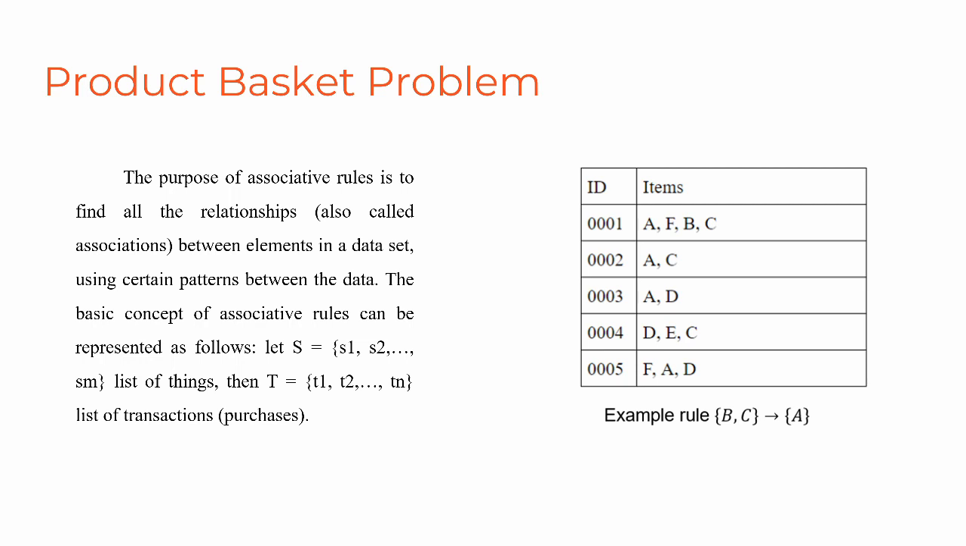The basic concept of associative rules can be represented as follows: let S be a list of things, then T is a list of transactions, purchases.